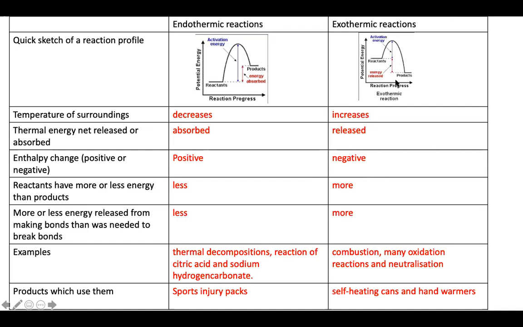Exothermic reactions are the opposite. Our reactants are much higher than our products. The temperature of the surroundings increases. Thermal energy, you get a net release of energy. Enthalpy change is negative. Reactants have more energy than the products. We release more energy when we make bonds than what we needed to break bonds. And that's why our activation energy is much smaller.